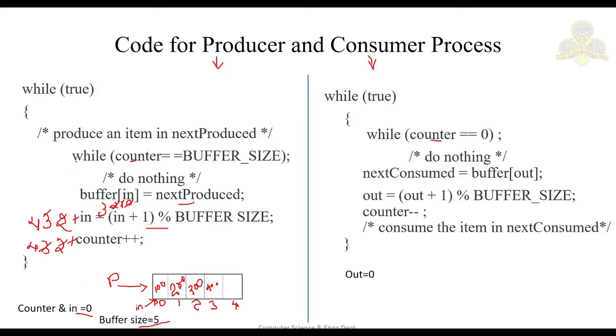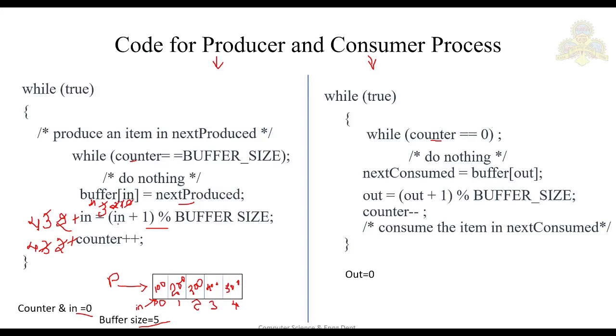Again go back to this while loop. Check whether 4 is equal to 5. No. Come here. So the updated value of in is 4. So in the buffer of in, place the value 500, which is here. I'll place the value 500 here. Okay, then do this operation.